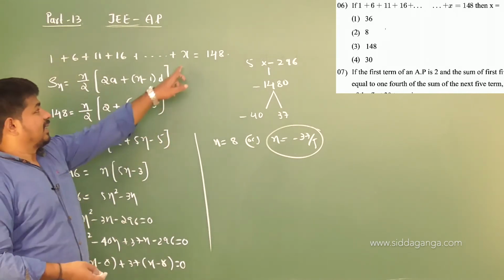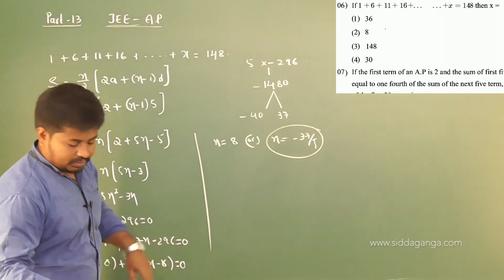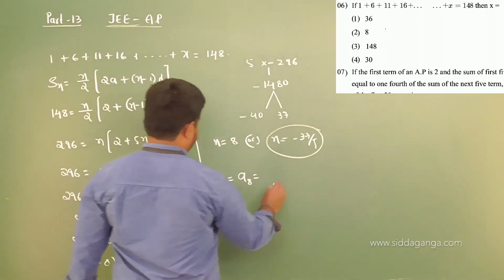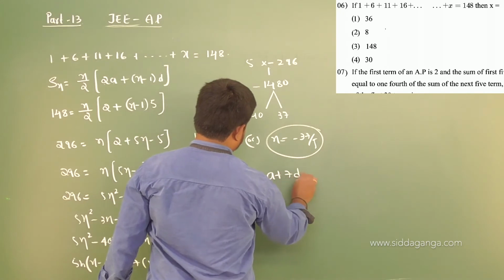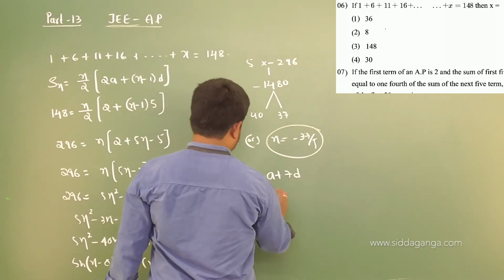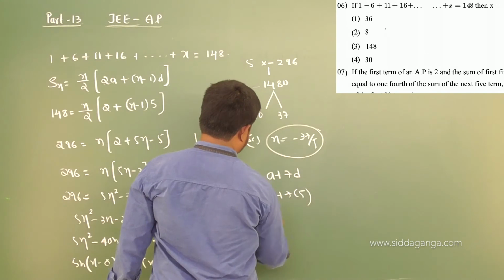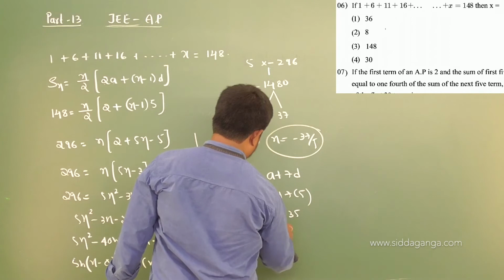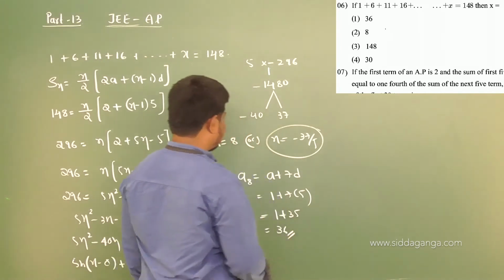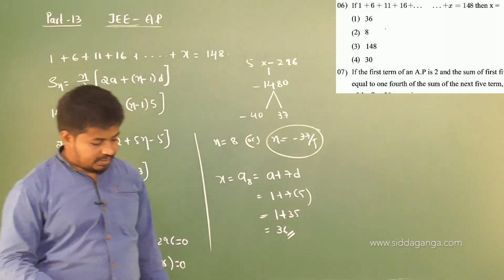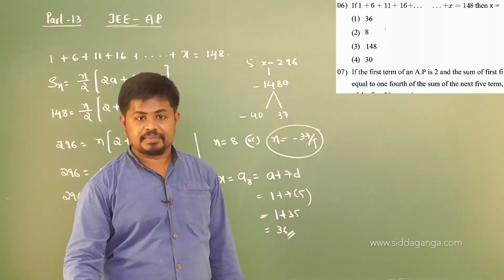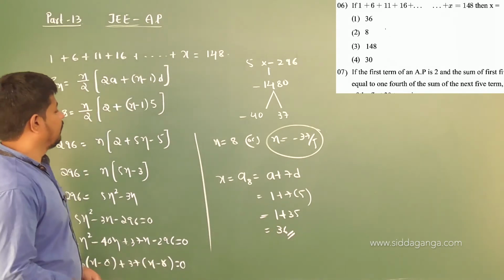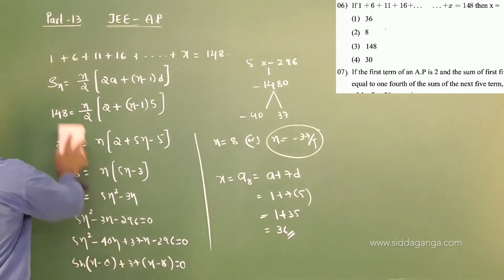In the sense, this x is the 8th term. So x is equal to a8, that is a plus 7d. Here a is 1 and d is 5, so you get 36 as the required answer, that is option first. So x is 36, meaning the 8th element of this series is 36, nothing but x is equal to 36.